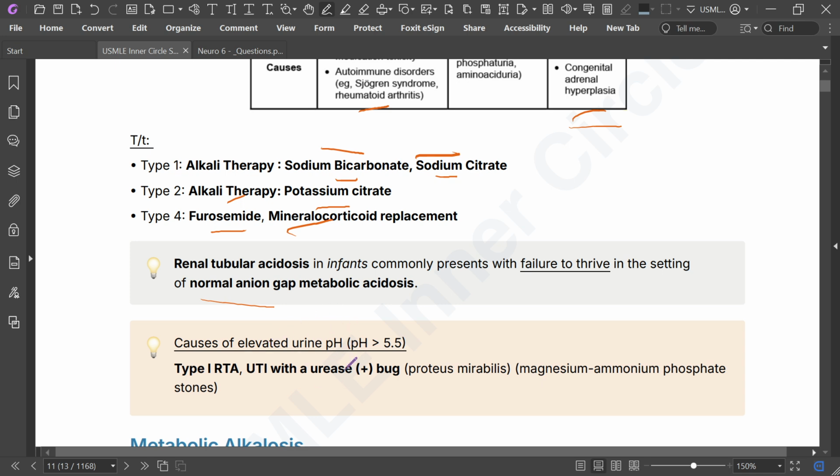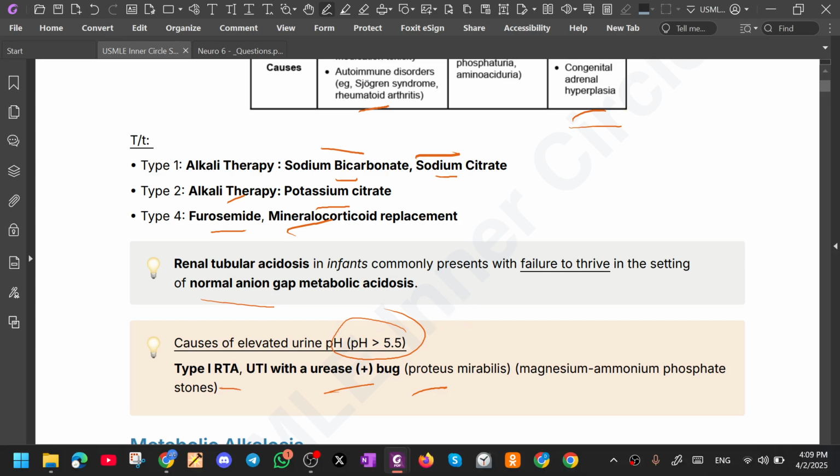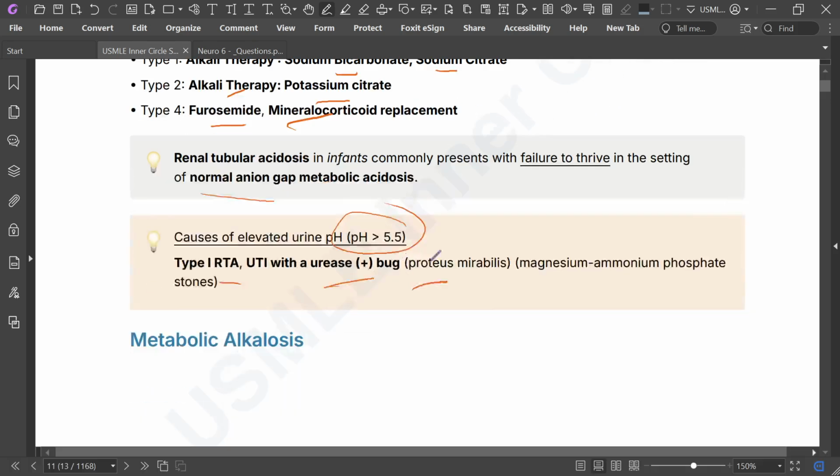Causes of elevated urine pH are type 1 RTA and UTI with a urease-positive bug such as Proteus mirabilis, where pH is more than 5.5, and magnesium ammonium phosphate stones. So NAGMA and increased urine pH looks like type 1 RTA.